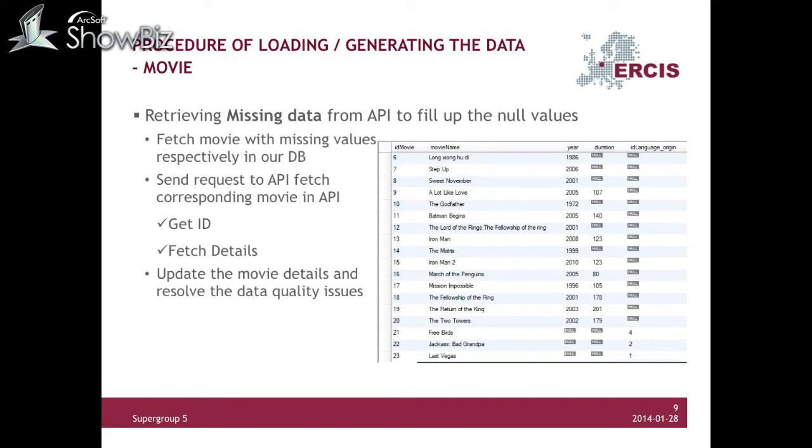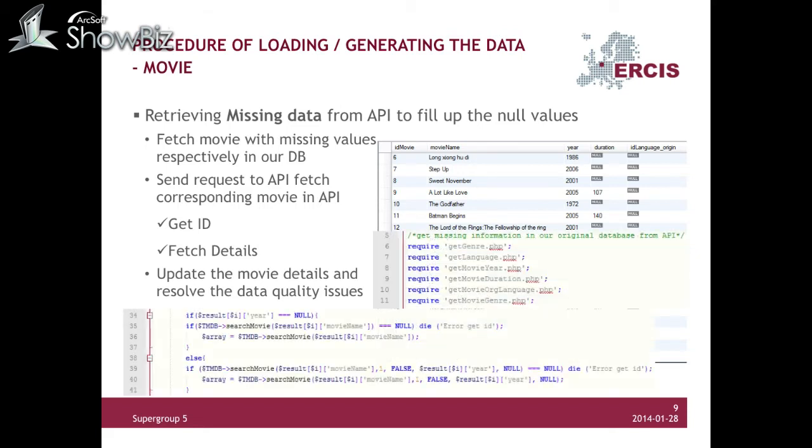For the retrieving missing data sub-process, we firstly fetch movies with missing values in our database, and then send a request to the API, fetch the corresponding movie in the API, and finally update the movie details in our database. Because searching movie entries only by movie name in the API may be somewhat imprecise, if the movie year is also available in our database, we use the movie name and movie year at the same time to improve the query accuracy.